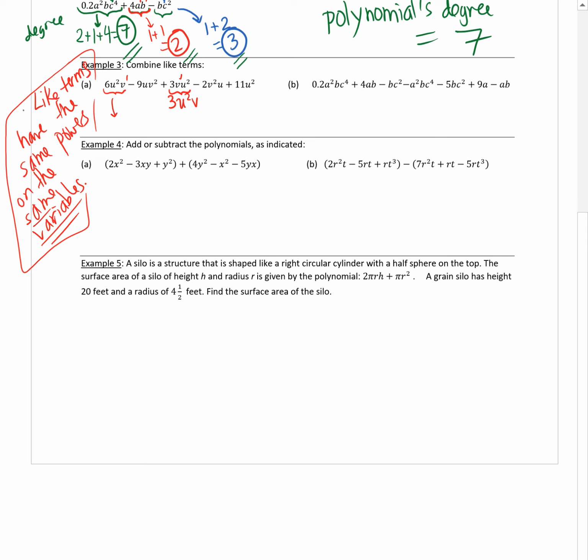I've got a 6u squared v, a 3u squared v. You'll add those together. 6 plus 3 is 9. And you keep the powers the same like before, u squared v. So we got those 2 covered.